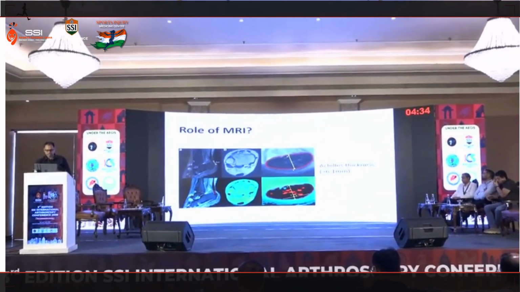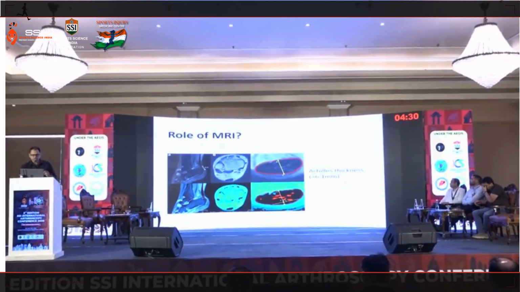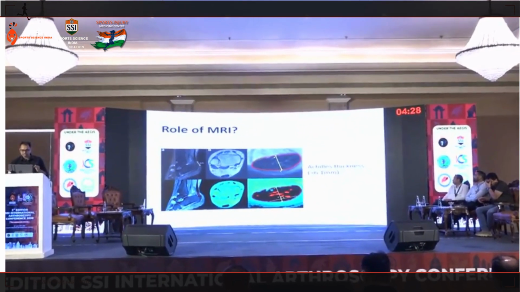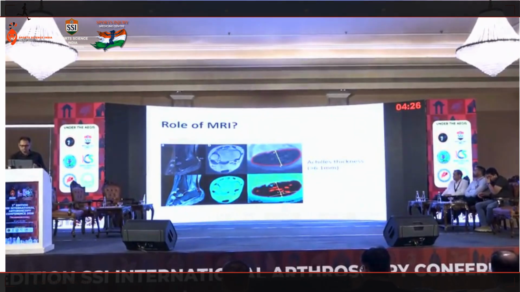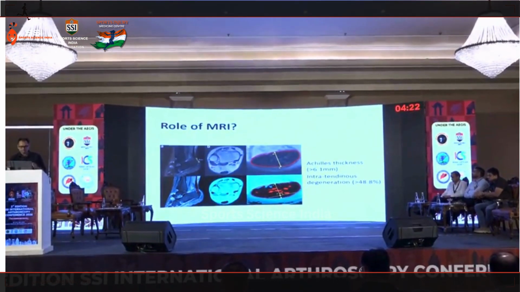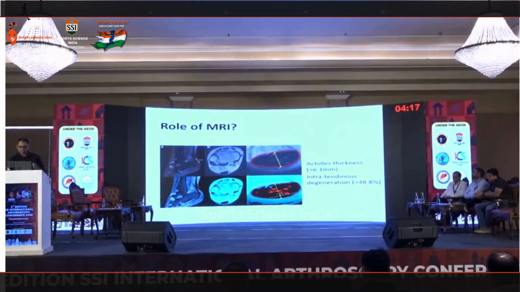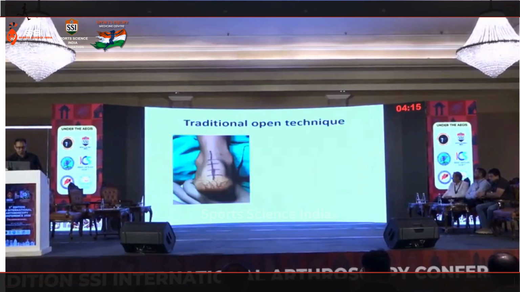to calcaneus ratio strongly correlate with the amount of degeneration at the insertion of the Achilles tendon. And in the MRI, if the Achilles thickness is more than 6.1 mm, around 2 centimeters above its insertion, that means there is a good amount of degeneration. And if the amount of degeneration is more than 50%, the chances of failure with endoscopic procedures is quite high. But that is slowly changing nowadays.